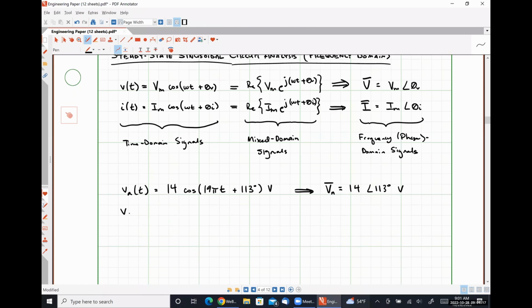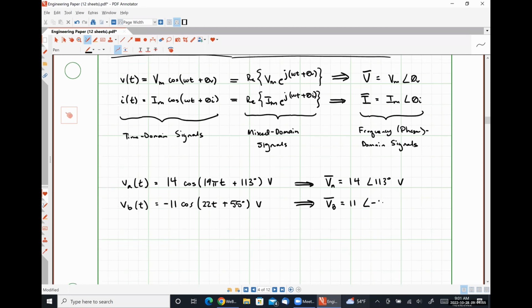What if we had VB was negative 11 cosine 22t plus 55 degrees. We need to get rid of the negative sign because we always want our things expressed as positive amplitudes. So our phasor here, VB, would be positive 11. And then we would subtract 180 degrees from 55. So negative 125 degrees. And we're done.